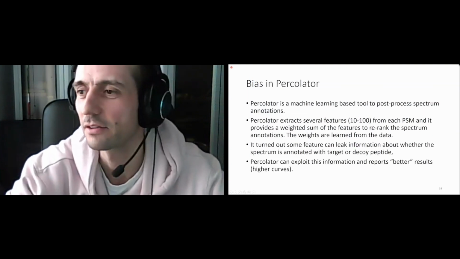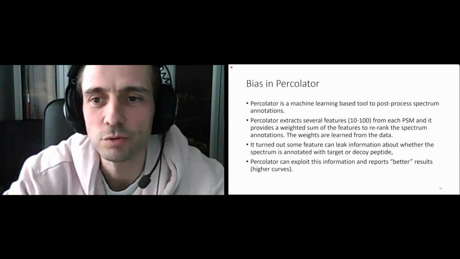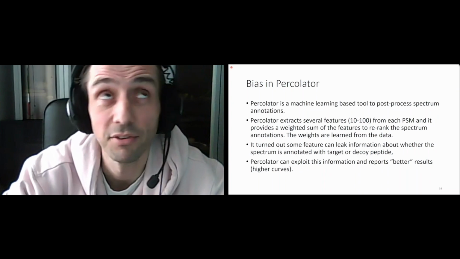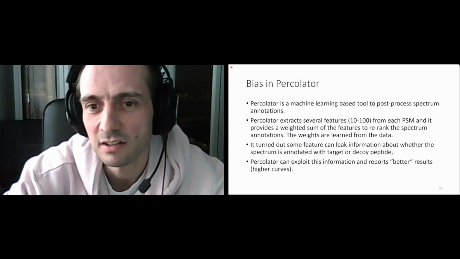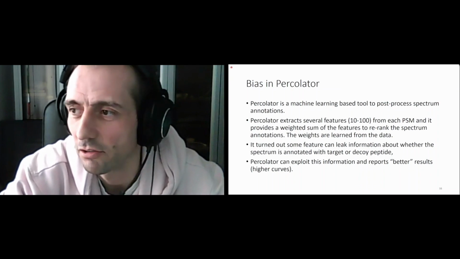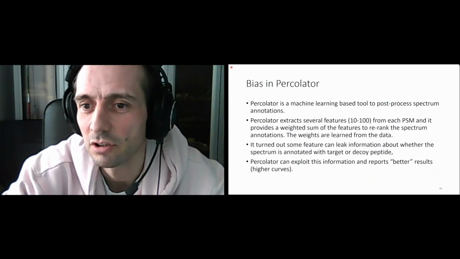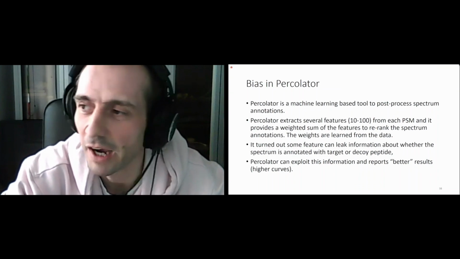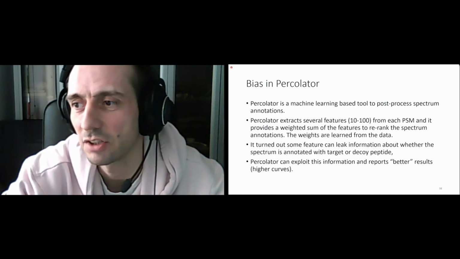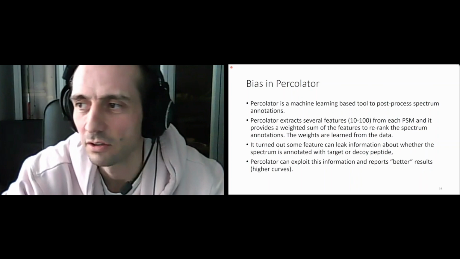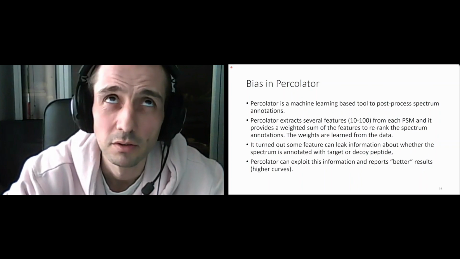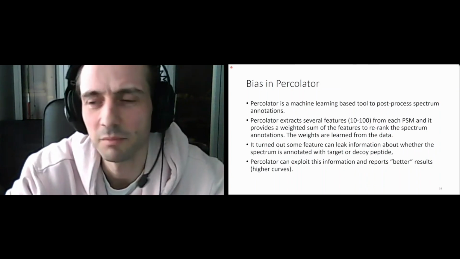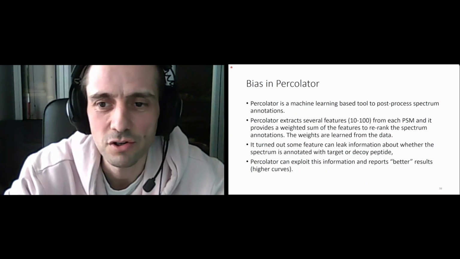Actually there is this Percolator. It's a computational tool, a post-processing tool. It was published 13 years ago, and it extracts around 10 or 100 features from each peptide spectrum match. For example, it extracts information about the type of the peptides, what its cleavage site is, does it contain modification, what's the difference in the precursor mass tolerance, etc. And there can be lots of biological features extracted.